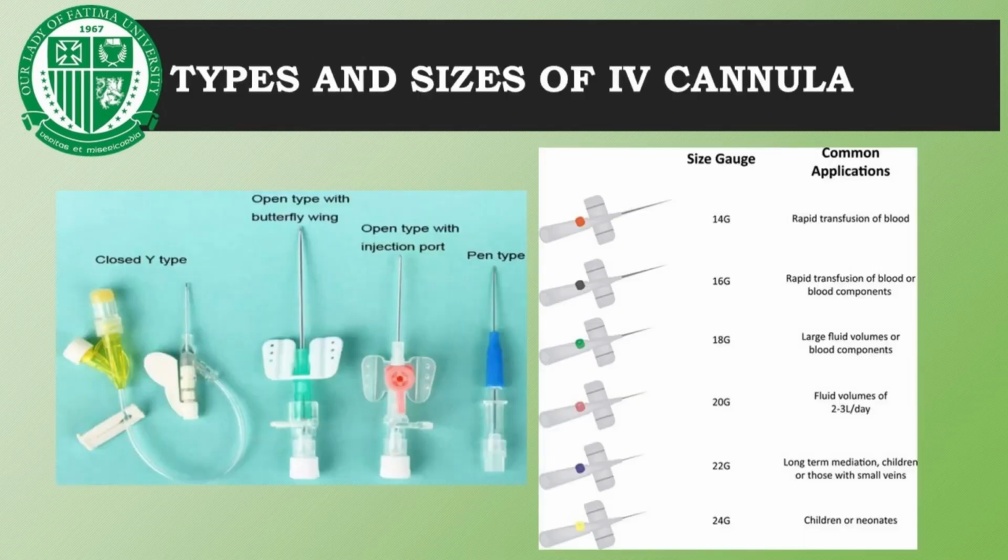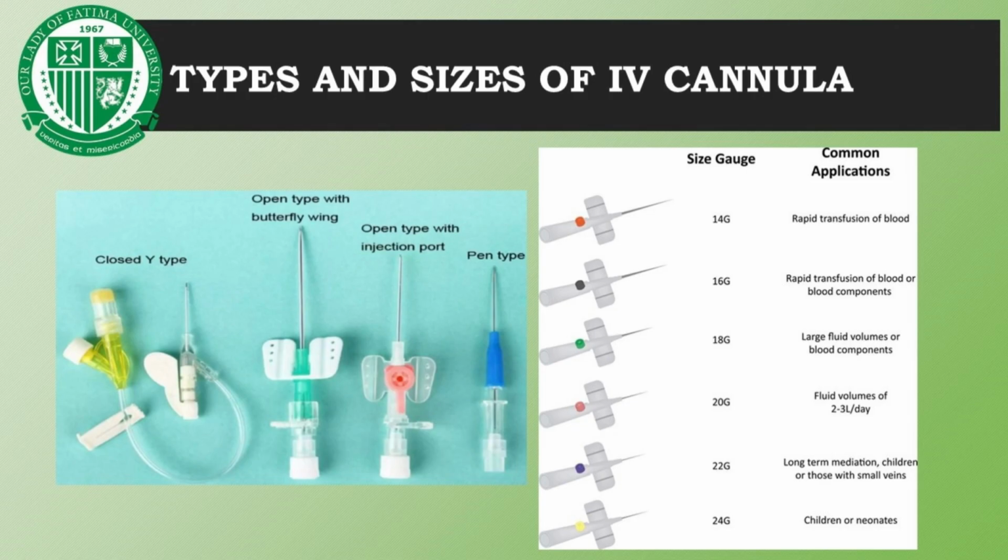IV cannulas are differentiated by gauge sizes, determining their outer diameter, flow rates, and suitability for various medical applications. Here's an overview based on typical standards. The 14-gauge orange IV cannula has an outer diameter of 2.1 millimeters and an ideal flow rate of 240 milliliters per minute. It is commonly used for emergencies requiring rapid fluid or blood replacement.